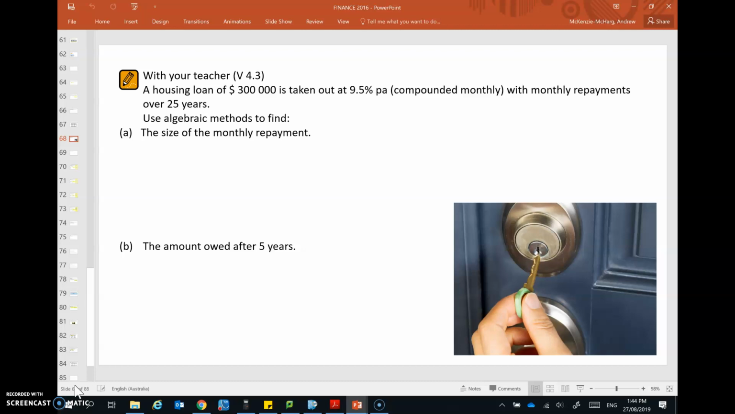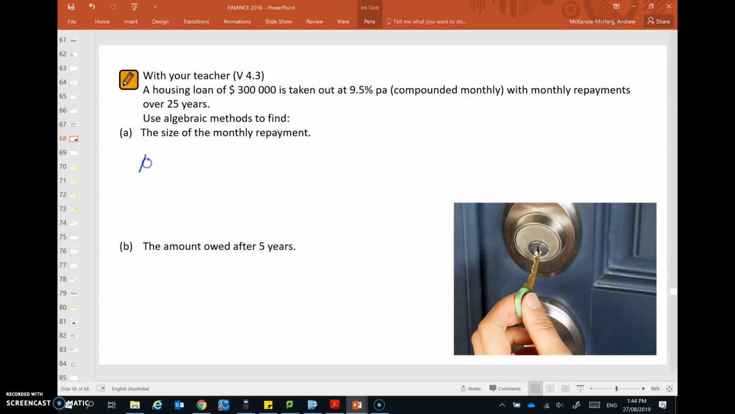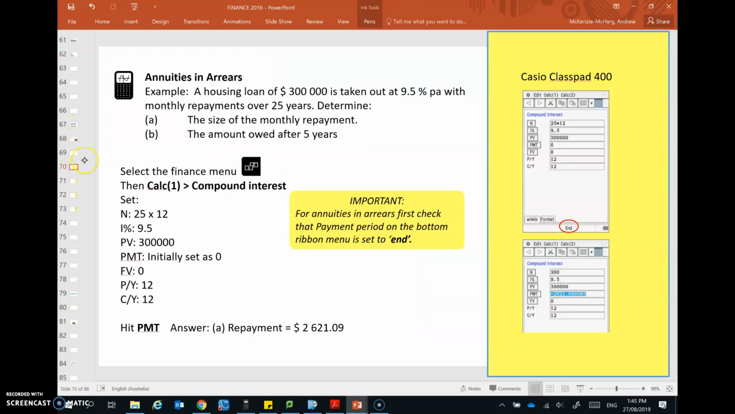If we look at the annuities in arrears formula, it looks like this. The amount owed with n periods remaining, P, is equal to the regular payment, and this is the rest of the formula. If we're looking back, that's our formula from earlier. This is the one that we're looking at.